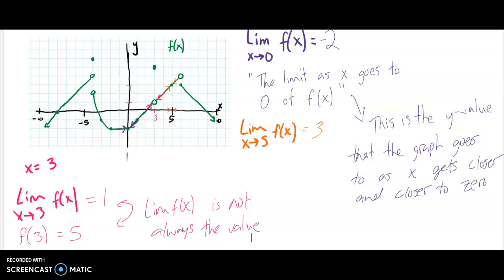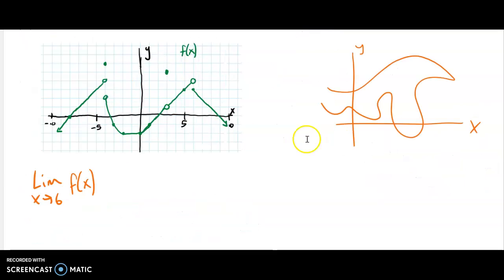What we're going to do next is I'll get another copy of this, and we'll do a couple more examples down below. Okay, so next we're going to do the limit as x goes to 6 of f of x. One thing I want to say about a limit is it's like a function in that there's only one answer at any given time.